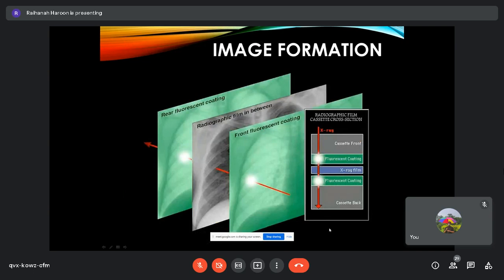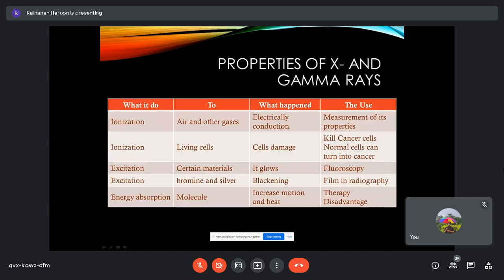So for image formation, just so you know, when you come to the department and look at how the X-ray is taken, last time we used to use film, but now no more. Everything is digital and goes to the computer. Now we have what we call a detector, which is equivalent to the radiographic film of the past. It has a fluorescent coating, exactly as in Röntgen's experiment, with an X-ray film in between. These are just the properties of X-rays and gamma rays.